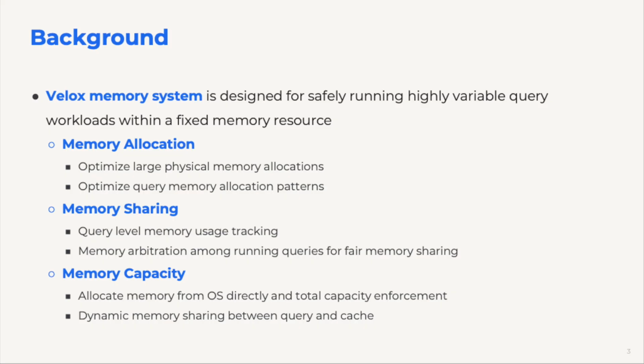The Velox memory system is designed for safely running highly variable query workloads with a fixed memory resource. We first provide memory allocation for all the queries, for query executions. Internally, we optimize large physical memory allocations by allocating memory from the operating system directly. And then we optimize query memory allocation patterns by using memory arena techniques to convert a large number of small memory allocations into a small number of large allocations.